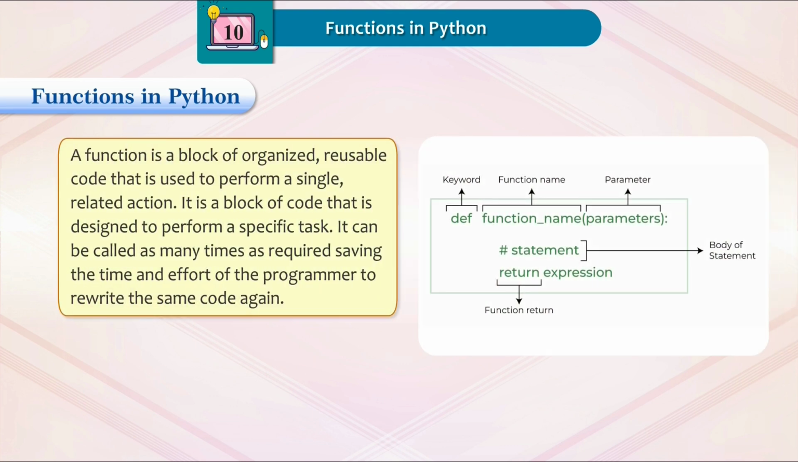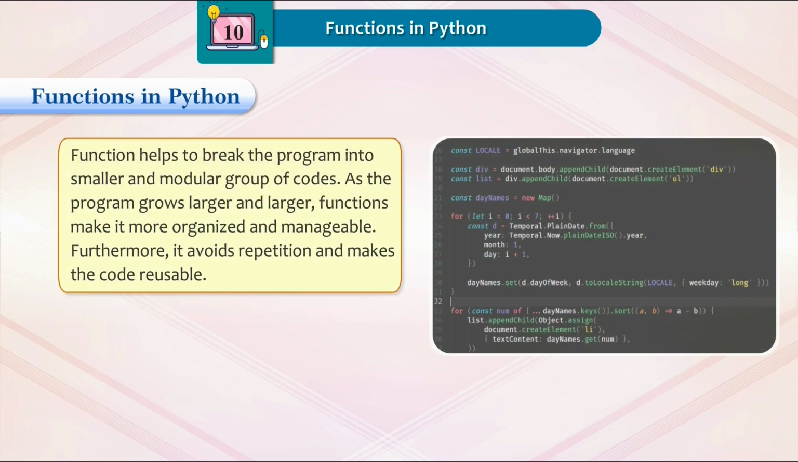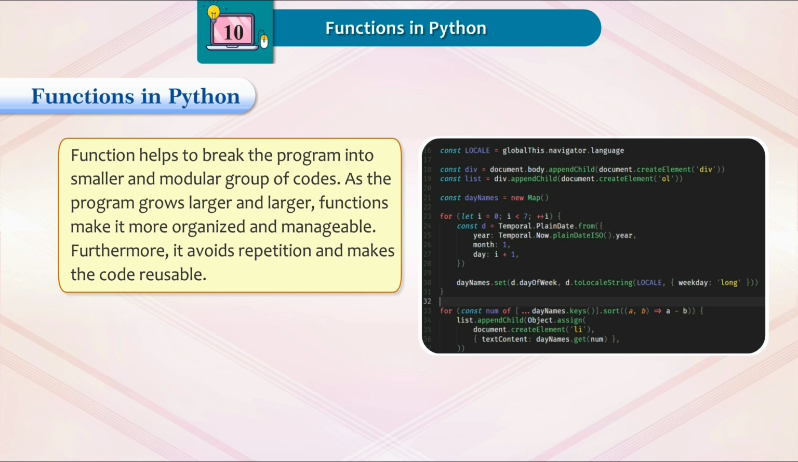Functions in Python. A function is a block of organized, reusable code that is used to perform a single related action. It is a block of code that is designed to perform a specific task. It can be called as many times as required, saving the time and effort of the programmer to rewrite the same code again. Functions help to break the program into smaller and modular groups of code. As the program grows larger and larger, functions make it more organized and manageable. Furthermore, it avoids repetition and makes the code reusable.